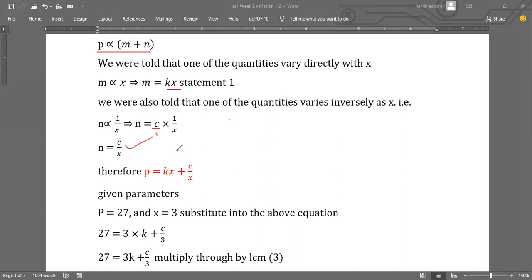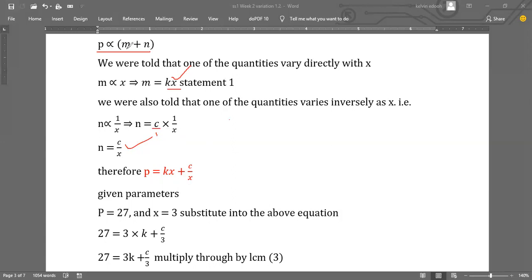Please note this, that when you're writing this statement here, P varies as the sum of the two quantities. When you establish those two quantities, you have the first one, M, which is what? KX. Remember, K here is my constant, and the second one, N, is what? C over X. My C is my constant. So when you're removing this sign, don't bring another constant again because I already established them here. So just go ahead and write this one, add it to this other one. I hope that point is clear. Please let me go by it again. You have established this statement to be like this.